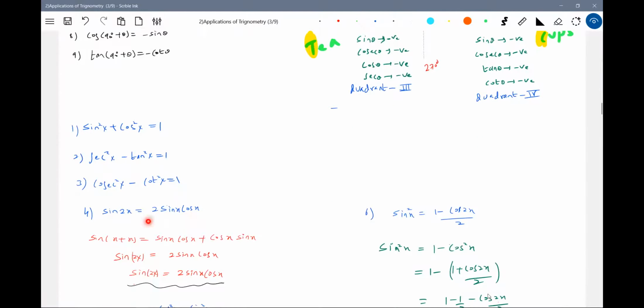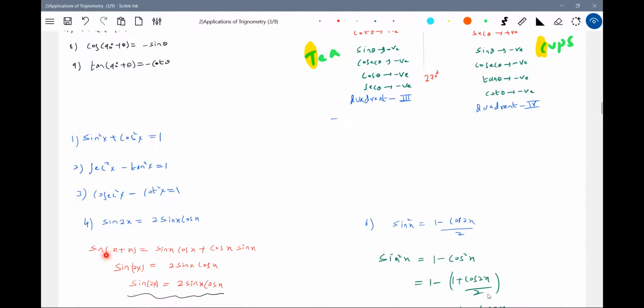Let me go for it. Sine 2x. How is sine 2x equal to 2 sine x cos x? I'm trying to prove the identity. We know the sine of a plus b formula. Sine 2x, can I write it as sine of x plus x? Let me apply the compound angle formula. Sine of a plus b is sine a cos b plus cos a sine b. Then sine x cos x plus cos x sine x will become 2 sine x cos x. So therefore sine 2x, we can write as 2 sine x cos x.